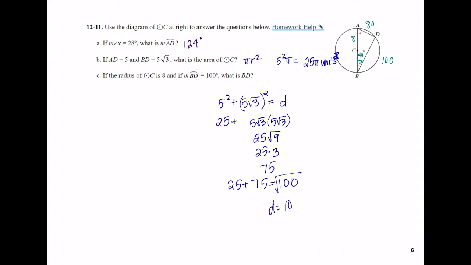We can use right triangle trig, the adjacent side over the hypotenuse, which is cosine. So the cosine of 40 degrees is equal to the adjacent side, which is BD, what we're looking for, over our hypotenuse, which is 16. And when we type that into a calculator, we get that BD is approximately 12.3 units.